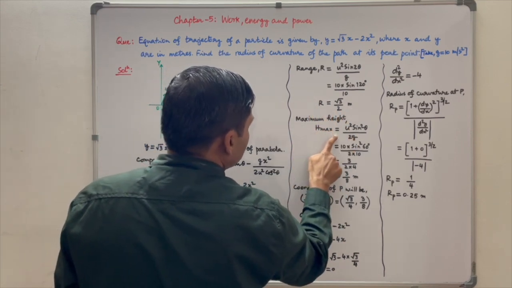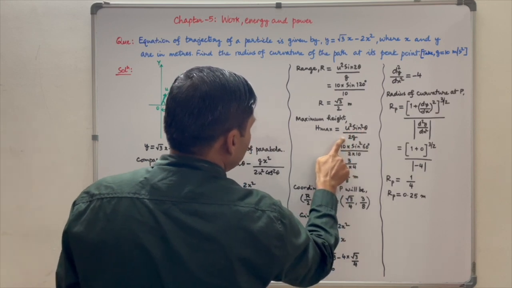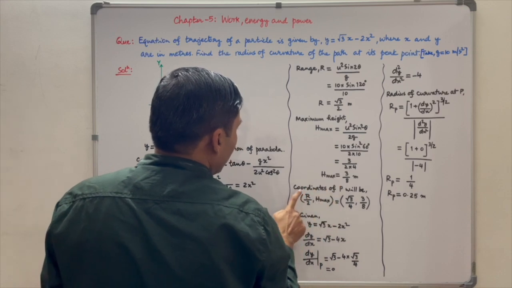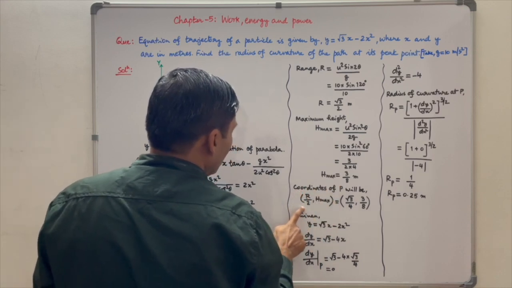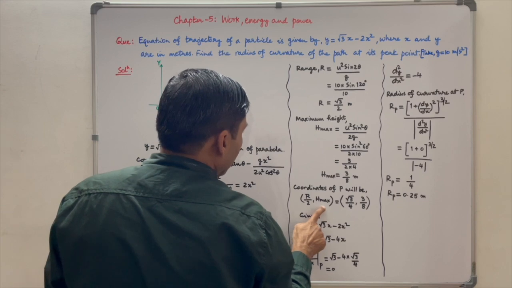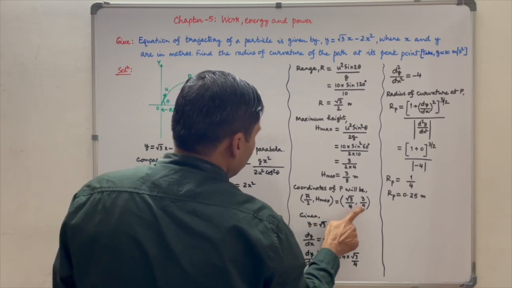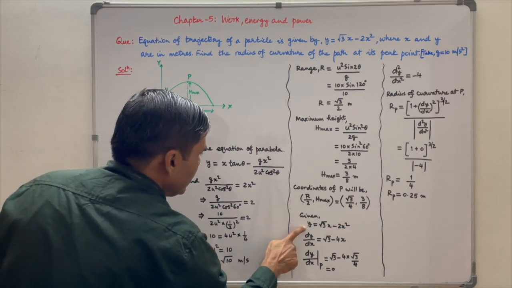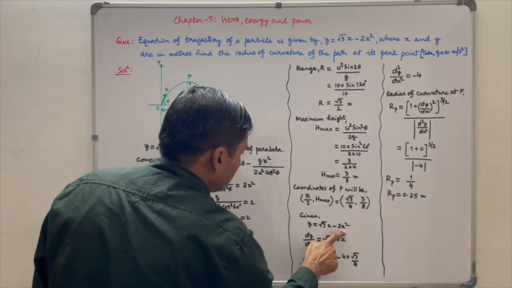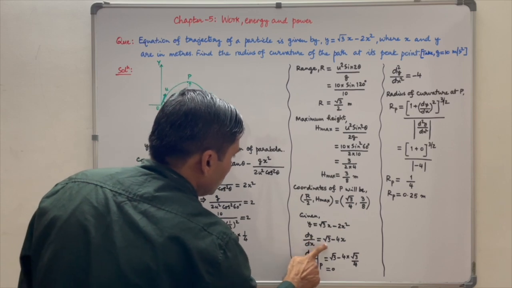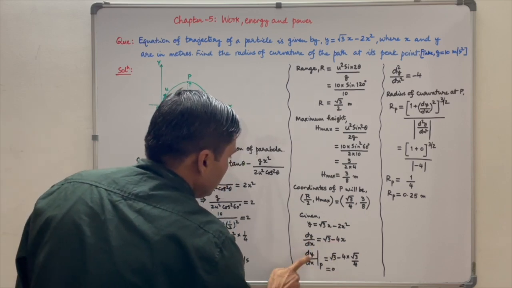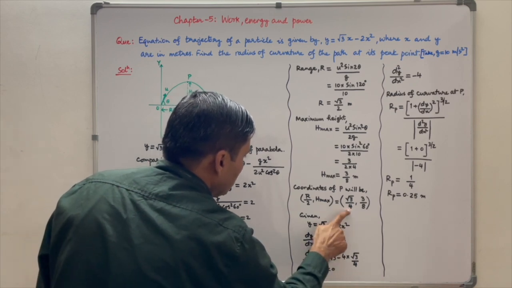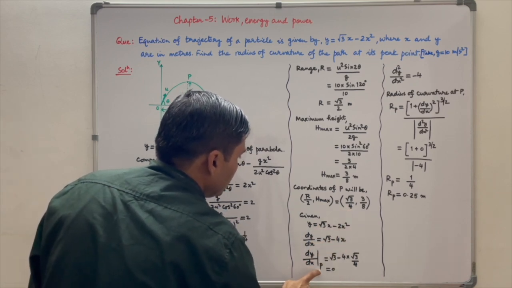Maximum height is equal to u square sine square theta upon 2g. So maximum height is equal to 3 by 8 meter. So the coordinates of P will be R by 2 comma h max, and that will be root 3 by 4 comma 3 by 8. Now given the equation of trajectory y is equal to root 3 x minus 2x square, dy by dx is equal to root 3 minus 4x. dy by dx at P, put x is equal to root 3 by 4. So dy by dx at P is equal to 0.